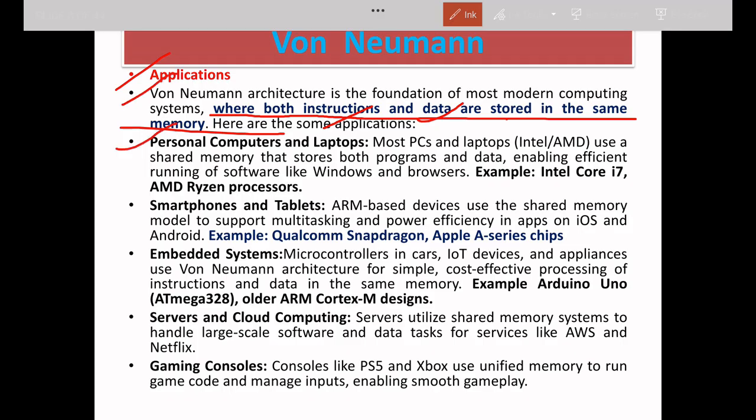Personal computers and laptops, and nowadays you are using the Intel Core i7 and Ryzen processors. The second one is the smartphone and tablet. Nowadays you people are using Android 17, Android 16 and iOS phones. The third one is the embedded system. Many people are using the Arduino UNO, ATmega328 and ARM Cortex-M designs, and also servers, cloud computing and gaming.